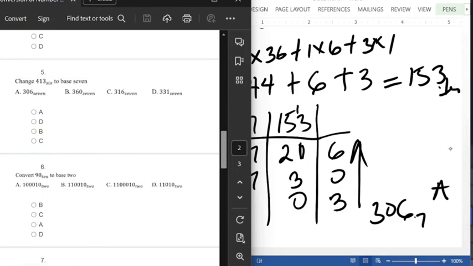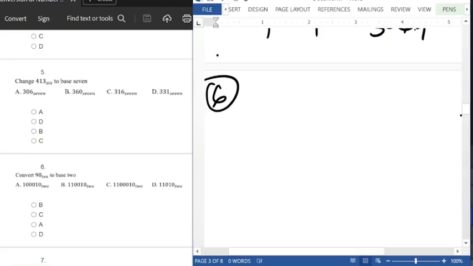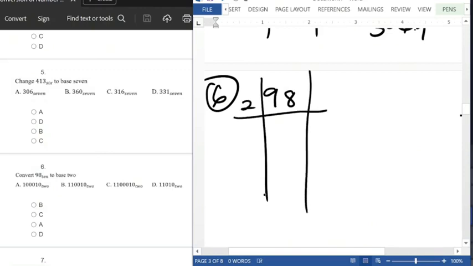Question 6. What we have in question 6 is convert 98 base 10 to base 2. 98 is in base 10. We want to convert it to base 2. So that's going to be 98. Then we use 2 to divide it. So right now our remainders.